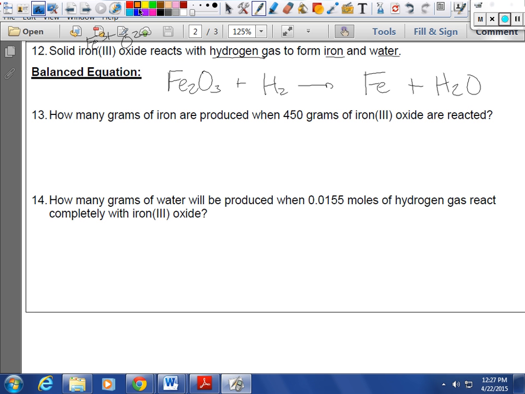So how many grams of iron are produced? So first of all, it's referring to iron, and it says are produced. So what does that tell you about iron? It's a product, right? So the question is, how many grams of this stuff when 450 grams of iron 3 oxide are reacted? So we have 450 grams. Now, some of you are thinking, whoa, hang on, what's missing so far? I forgot to balance it. So I've got 2 irons, 1 iron, 3 oxygens, no oxygens, 2 hydrogens, 2 hydrogens. So what do I need to do? Okay, so I need 3 here, that gave me 6, and I need a 3 there.